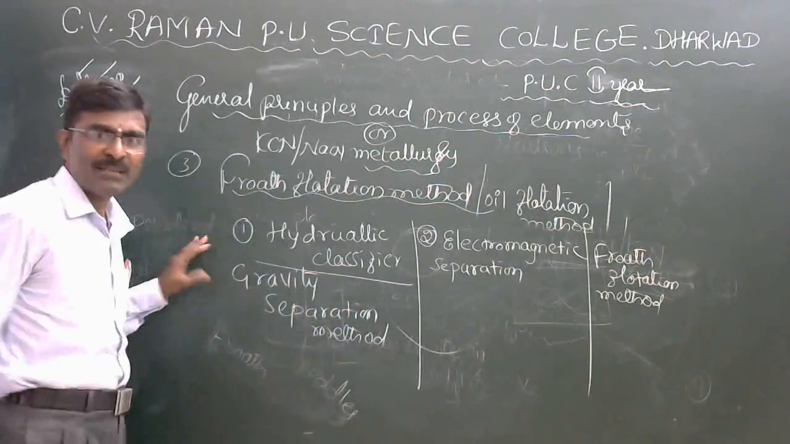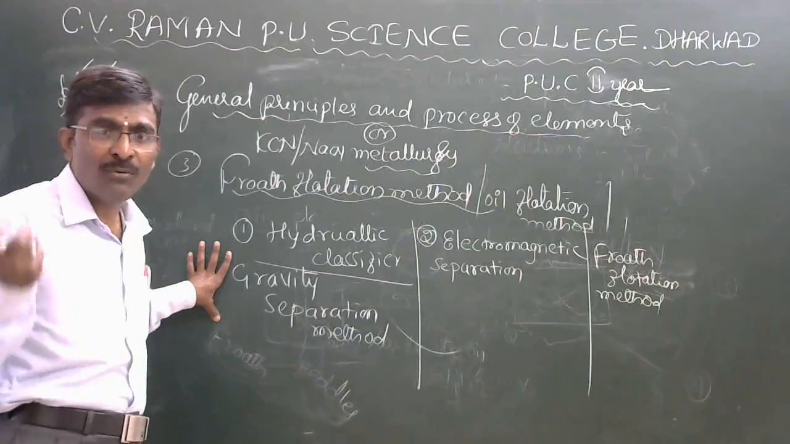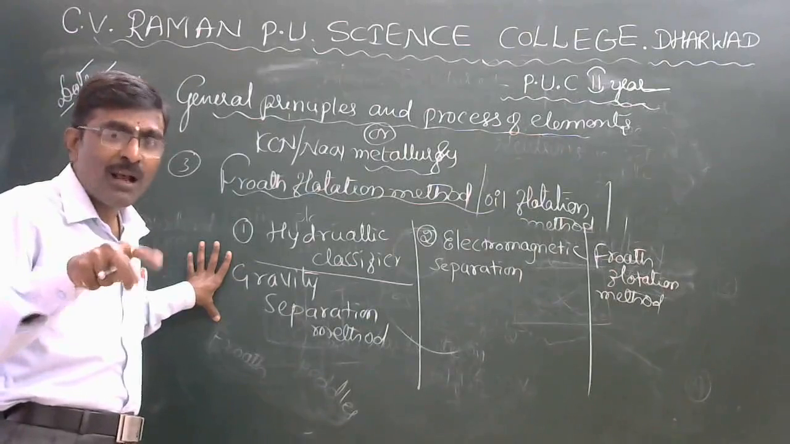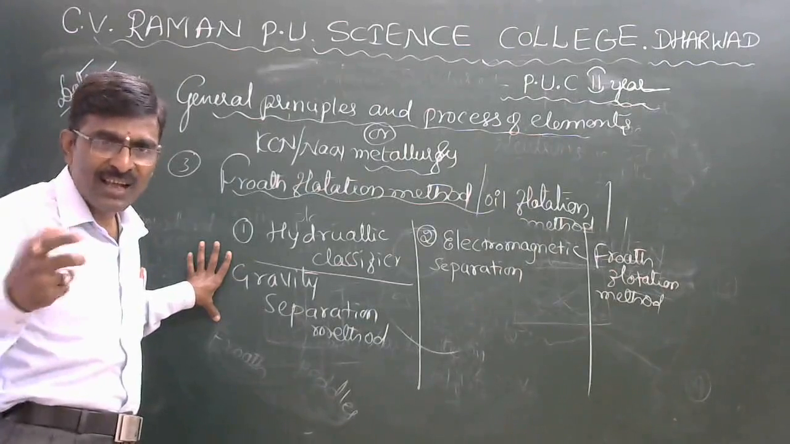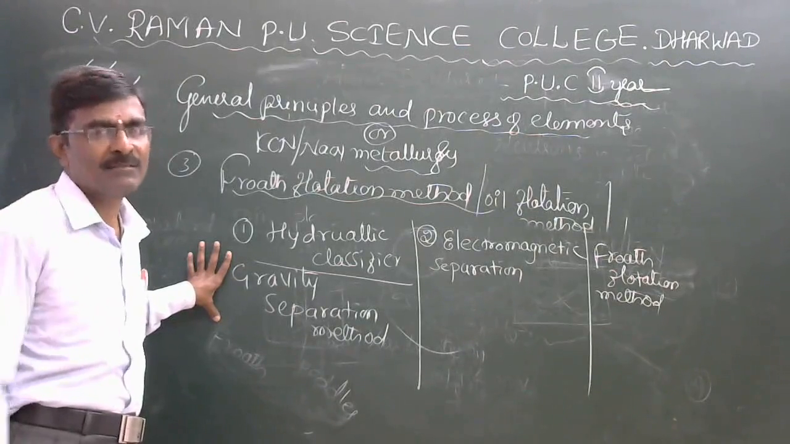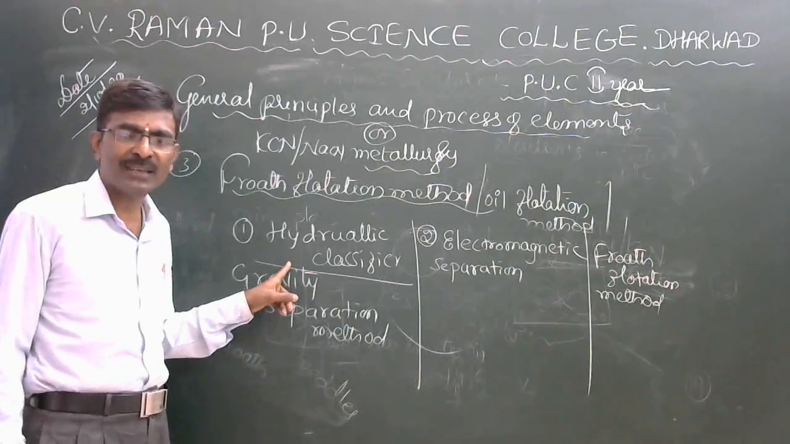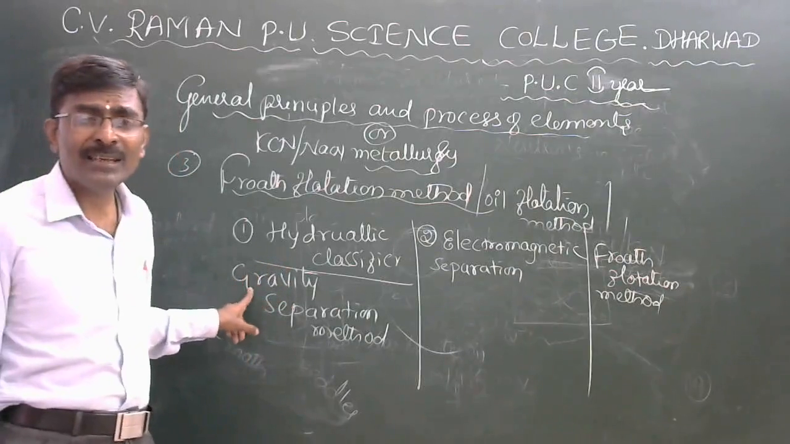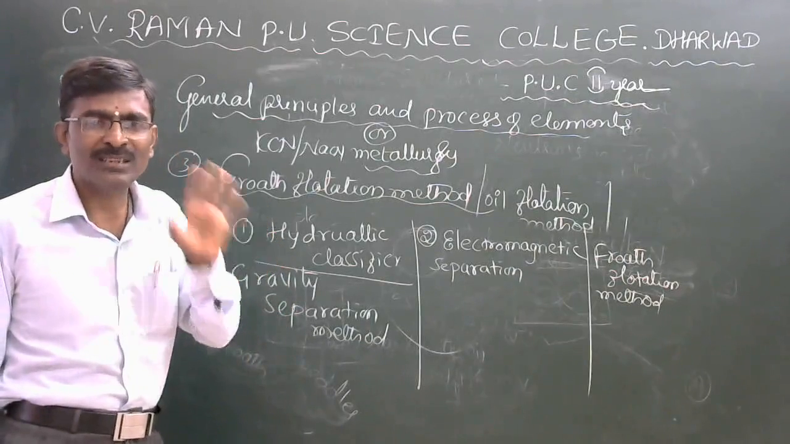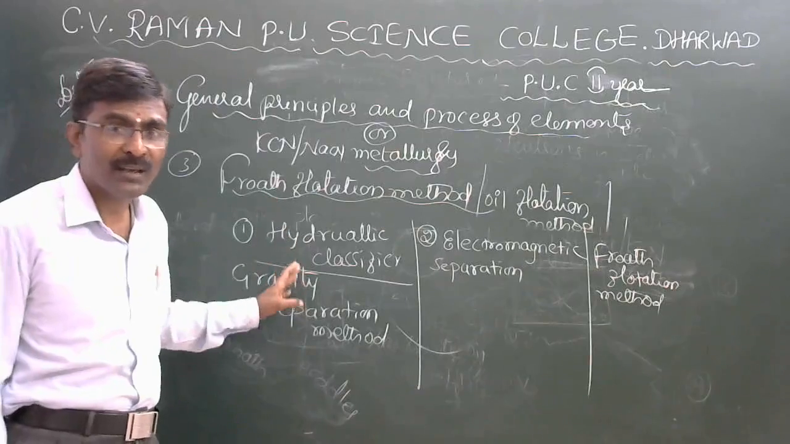What do you mean by gravity separation method? It is the different gravity of ore and gangue. Gangue is the matrix, which is nothing but unwanted materials such as sand, rocks and so on. What is the main principle of the hydraulic classifier method? It is the difference in gravity of the concentrated ore and gangue, separated by water. This process is called the gravity separation method.